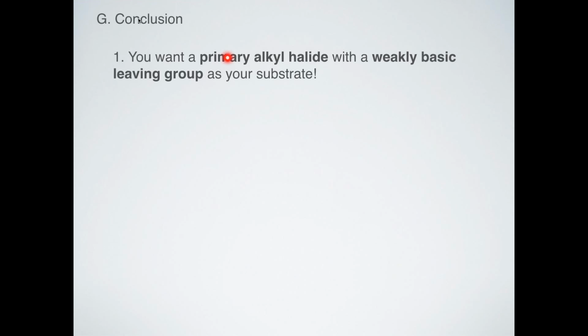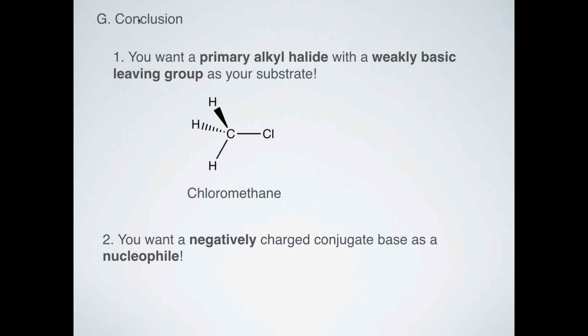So in conclusion, what's going on here? You want to have a primary alkyl halide with a weakly basic leaving group as your substrate. So a good example, chloromethane. It's a primary alkyl halide. It has a weakly basic leaving group, Cl. You want to have a negatively charged conjugate base as your nucleophile, something that has a lone pair of electrons that can make a bond form between the carbon and itself.